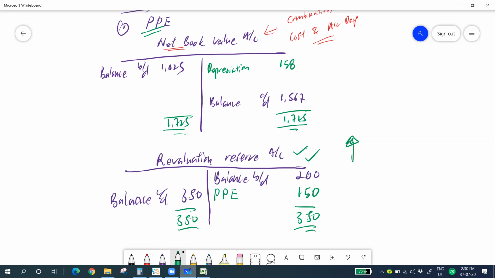We credit the revaluation reserve and then we debit the property, plant, and equipment net book value account. So we will indicate revaluation reserve, amount 150. All right. So an increase or decrease in your revaluation reserve will also have some impact on your net book value account.